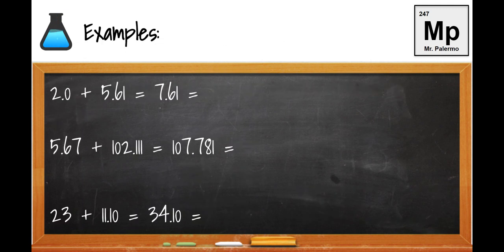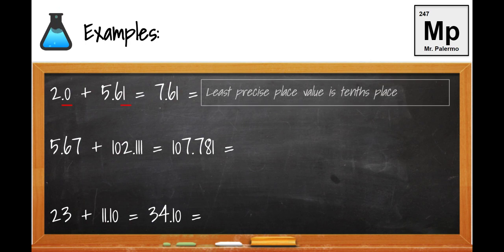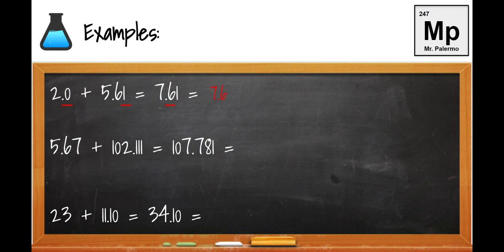Let's take a look at some of these examples. 2.0 plus 5.61: in both of those my decimal is present, so I'm going to start on that Pacific side. I have one number after the decimal in the first and two numbers after the decimal in the second, which means my answer for that first one can only have one number after the decimal. The least precise place value is the tenths place, and so I'm going to end up with an answer of 7.6.